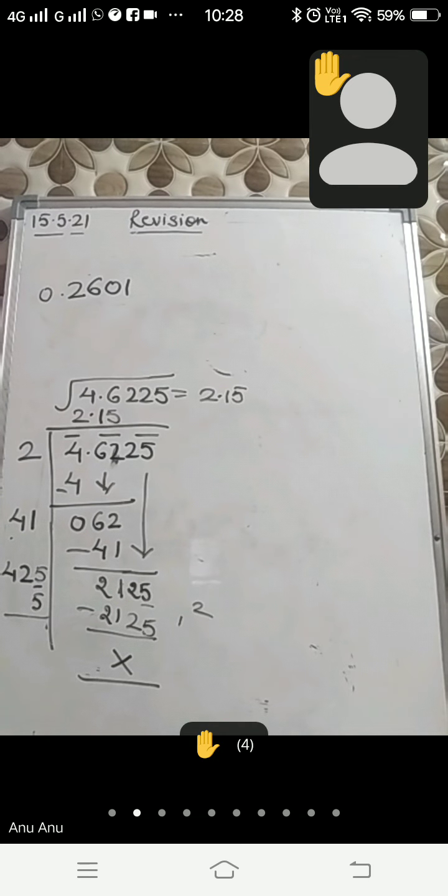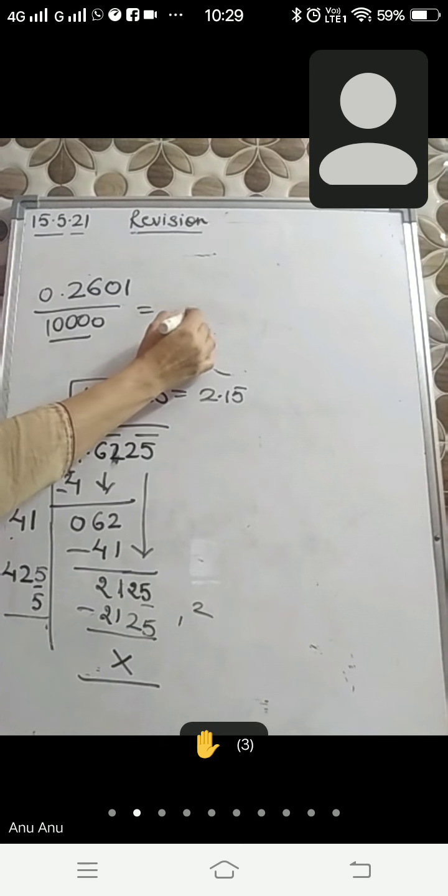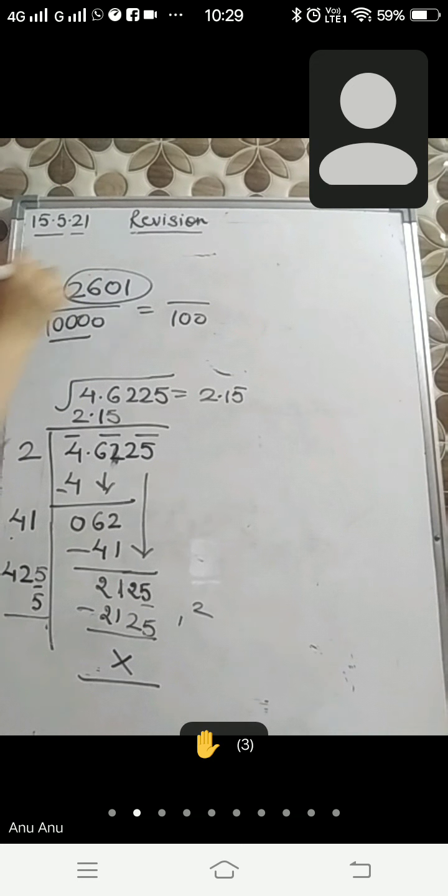0.51. You can do it by the long division method in the same manner, or you can just simply remove the decimal. It will become 2601 upon 10,000. The square root of this is 51 upon 100, and you can find the square root of this number by prime factorization as well. It is better if you use this same method, because you need a lot of practice in this type of question. So I will always suggest you to go for this method rather than any other method.